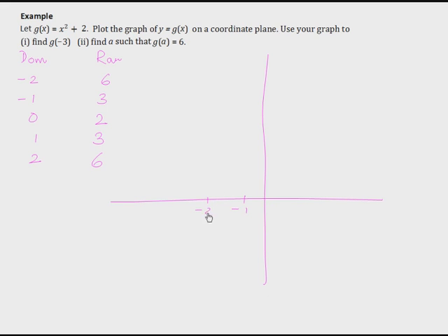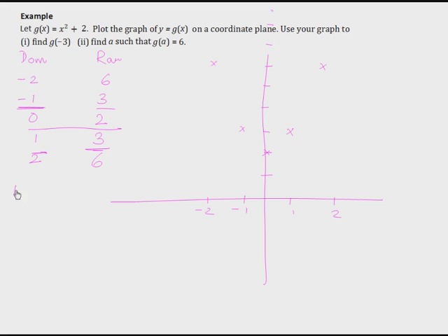This 1, this 2, 1, 2. I'll go 1, 2, 3, 4, 5, 6, 7, 8, 9, etc. Look at this. This is interesting. Minus 1, 3, and 1, 3. So both minus 1 and 1 go up to a y coordinate of 3. Minus 2 and 2 go to a y coordinate of 6. And 0 goes to a y coordinate of 2. These are the 5 points on the graph.